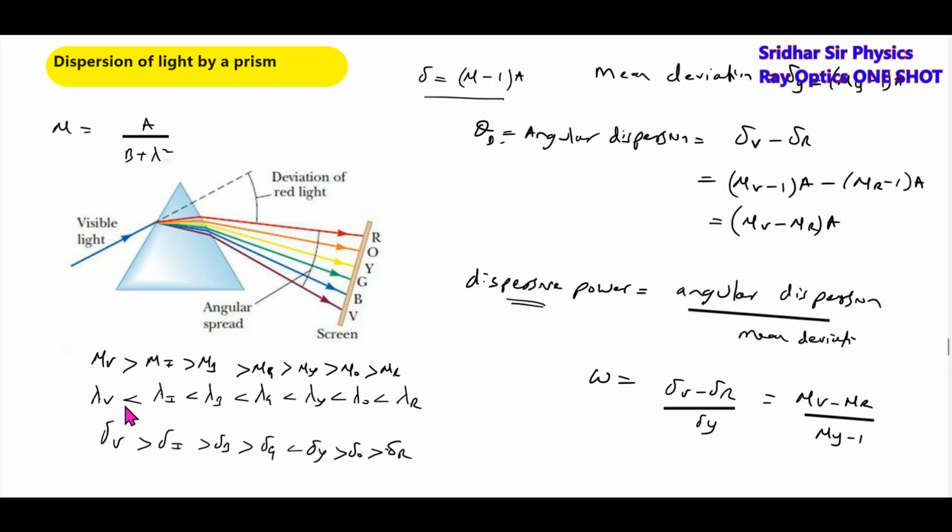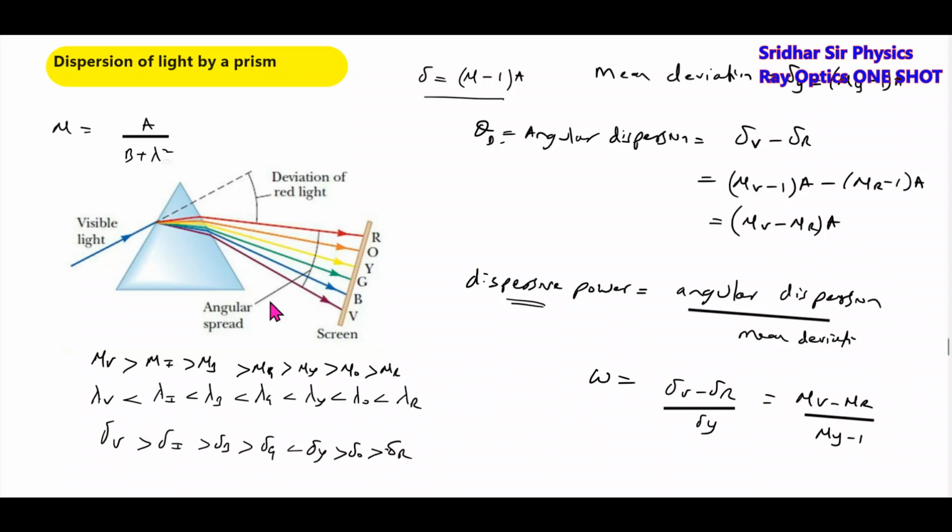The wavelength of violet will be less compared to green, compared to yellow, compared to red. This is the electromagnetic spectrum relationship. Then the refractive index for violet will be more. Lambda V is less than lambda R, so mu V should be greater than mu R. So the refractive index of the material for different wavelengths will vary in this way.